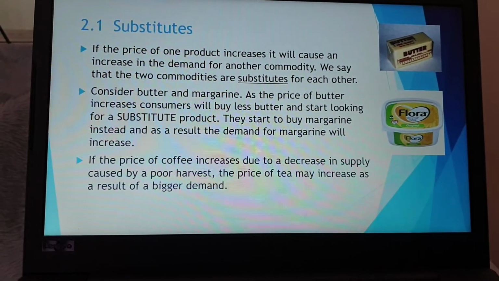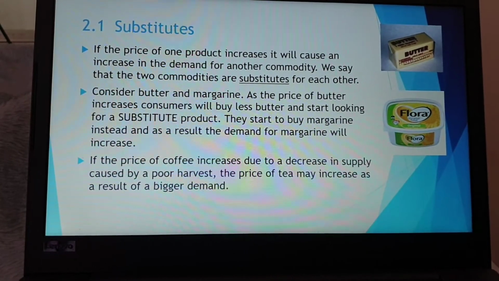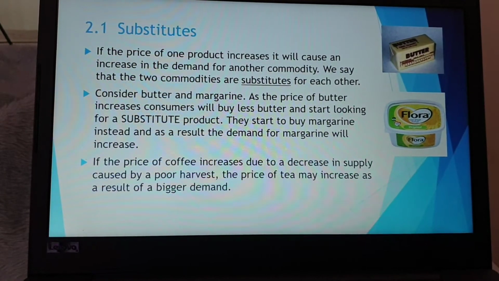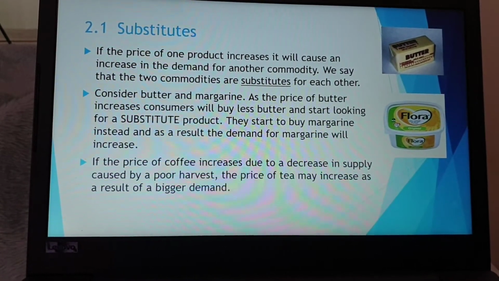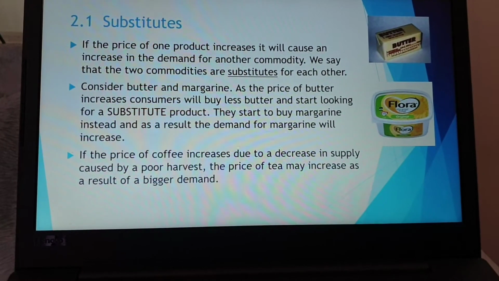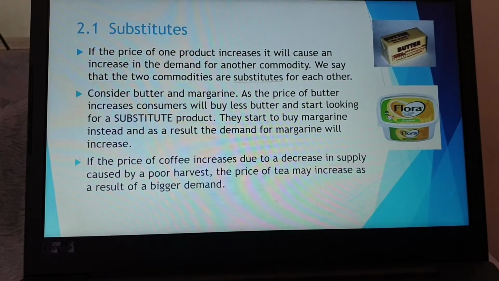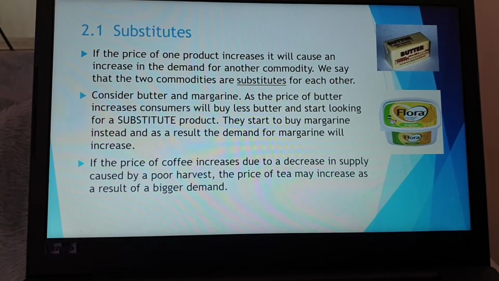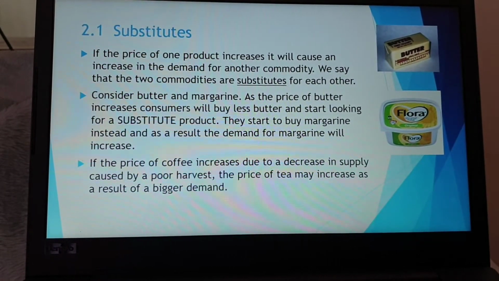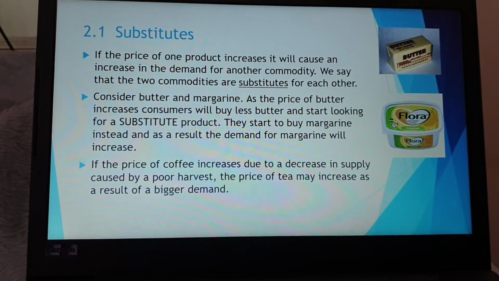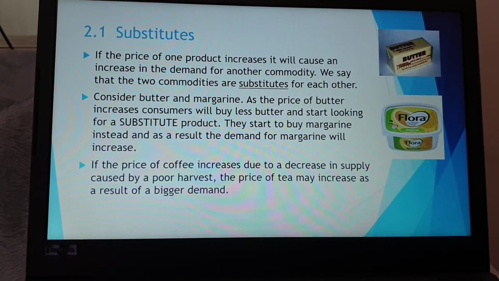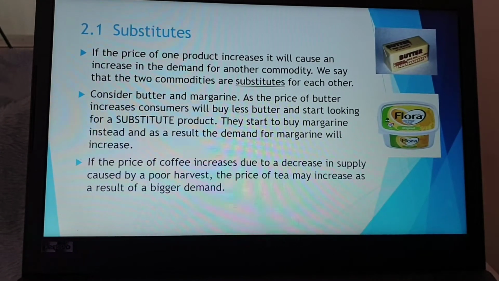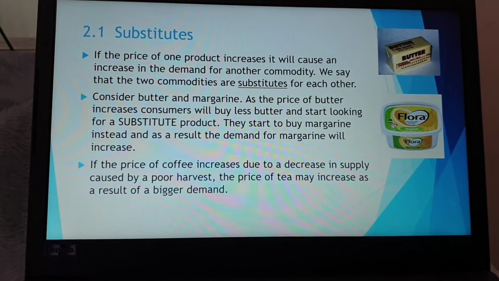Alright, but we do get people that, for example, are on a special diet. They don't eat margarine, they only eat butter. So even if the price of butter increases, they will still pay the price for that. Some people do not like tea at all, they only drink coffee. So in other words, they will still buy the coffee. But we're not talking about them right now. We are only talking about, in economics, what's normally happening. If the price of one good increases, then the demand for a substitute product will increase.